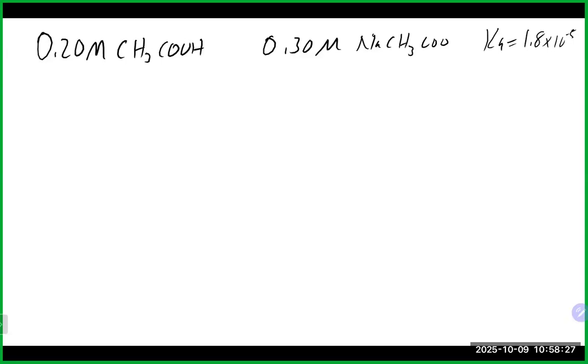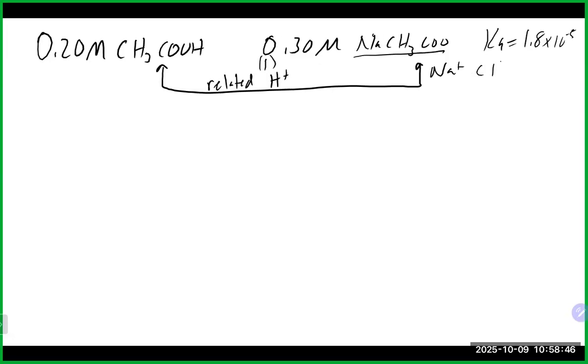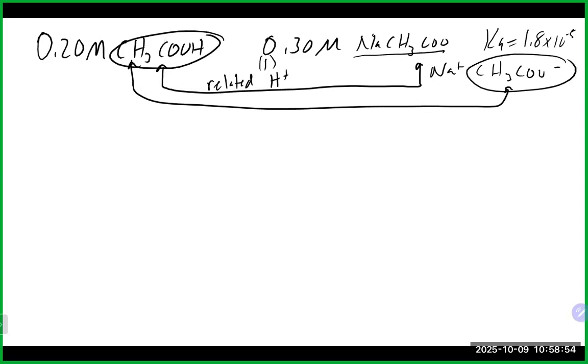Now, if you can recognize that these two things are related to each other, they're related through the 1 H plus difference, right? It's a Bronsted-Lowry difference. Again, if you can't see that, just think about those two things, the sodium ion and the acetate ion. Now you could hopefully see that this and this are definitely related to each other by 1 H plus. And if you can see that, that is the relationship that you need for the Henderson-Hasselbalch equation.